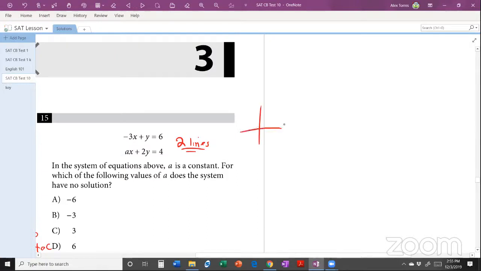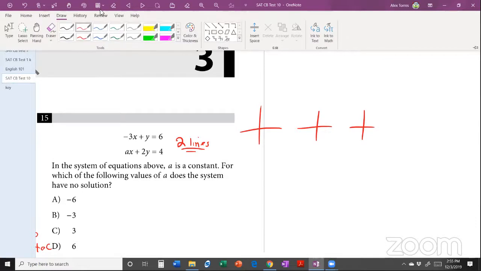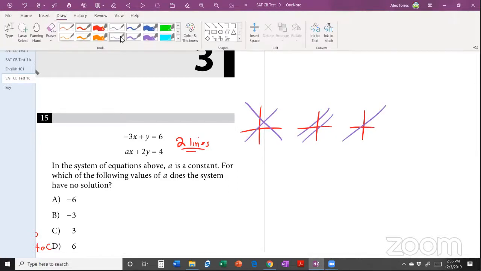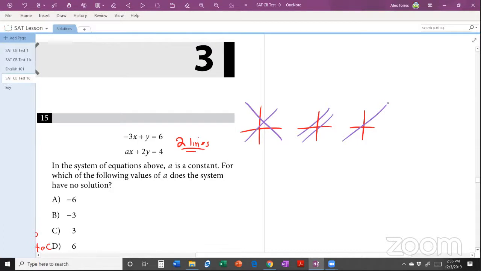And there are three ways that two lines can interact with one another, and that's what we're being asked about here. Do we know the three ways? They can hit once, they can hit never, or they can hit all the time. In other words, you can graph the first one, and when you go to graph the second one, you realize that it was actually the same line all along. So this is one solution, 0 solutions, and infinite solutions.